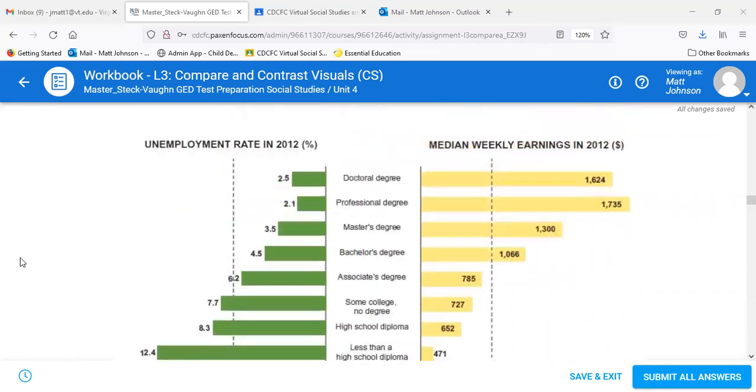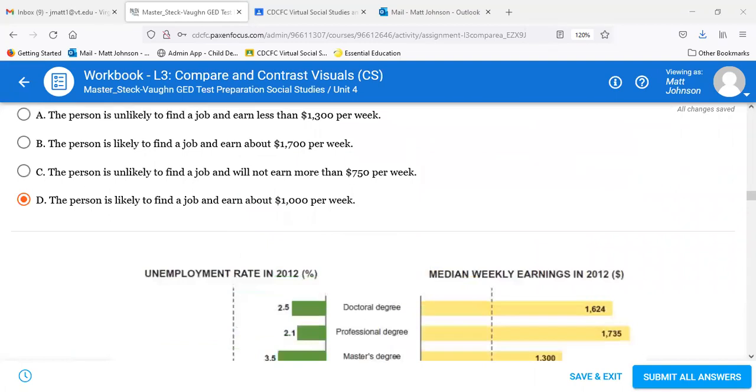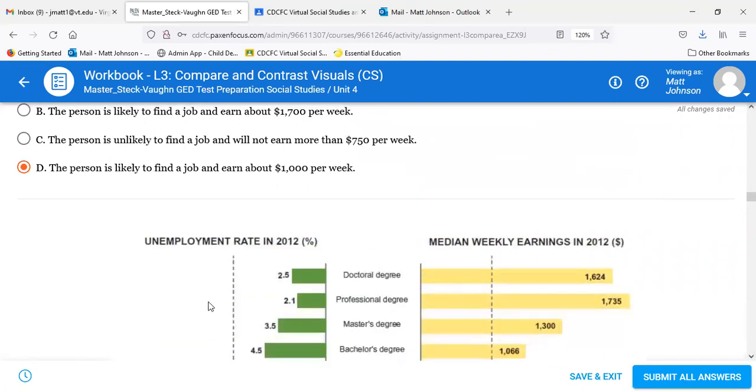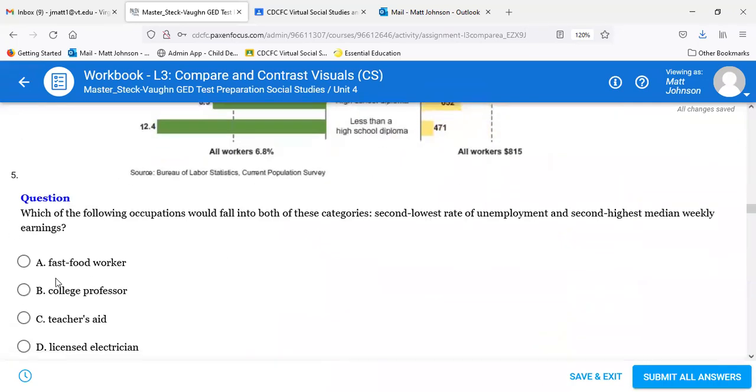But what we're looking at is that doctoral degree. If we go up to the top, it's the second lowest rate of unemployment, right? The professional degree is the lowest with 2.1. And when you get back up to the doctoral degree, the level of unemployment increases just a snip, by about 0.4%. Oh, it'd be a college professor? Yeah, it's the college professor.